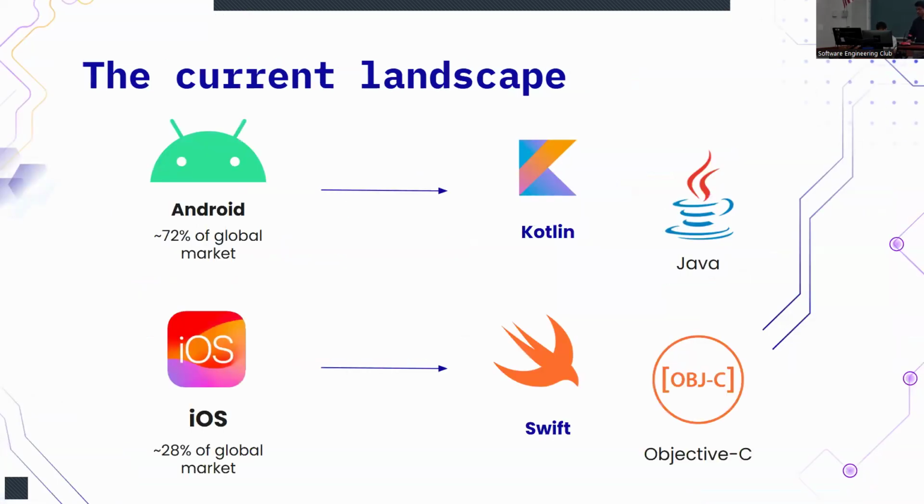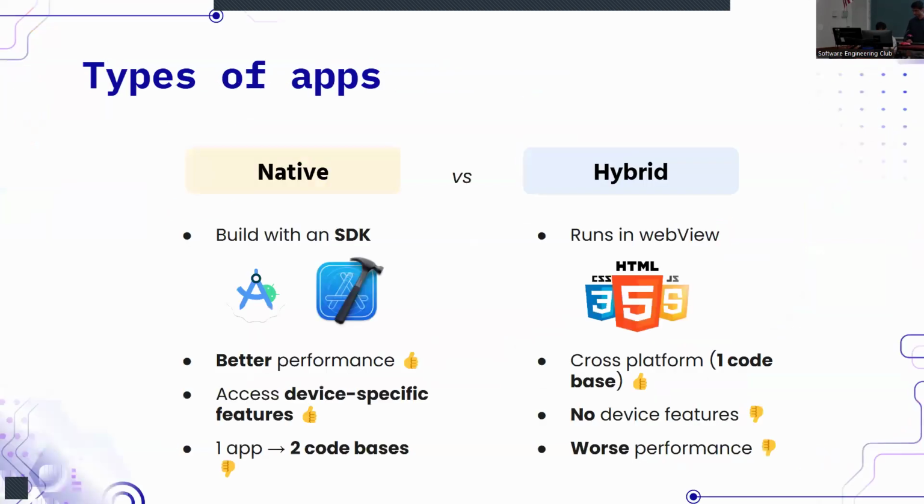Looking at the current landscape, you have Android, which is 72% of the current global market, and iOS, which is 28% of the global market. So there's a pretty big difference between Android and Apple. For Android, the technology used is Kotlin and Java. A lot of you might be familiar with Java. But for Apple, they use Swift and Objective-C, which is a little bit less prevalent in our classes or day-to-day usage.